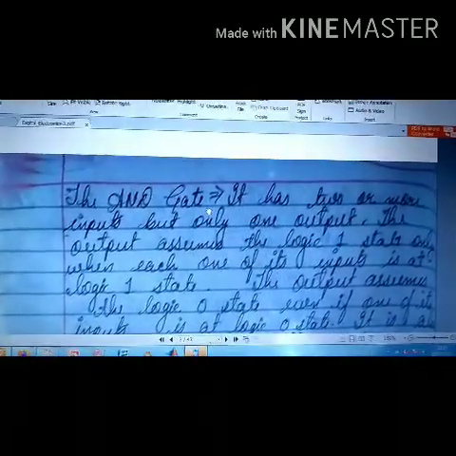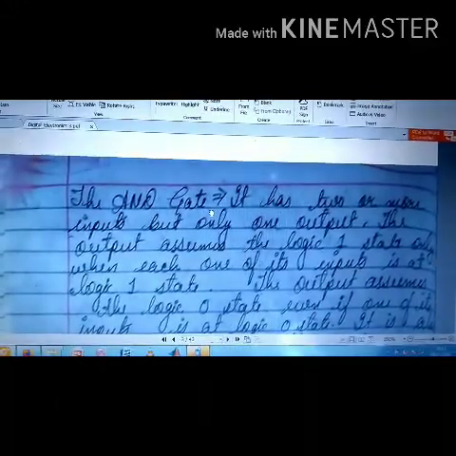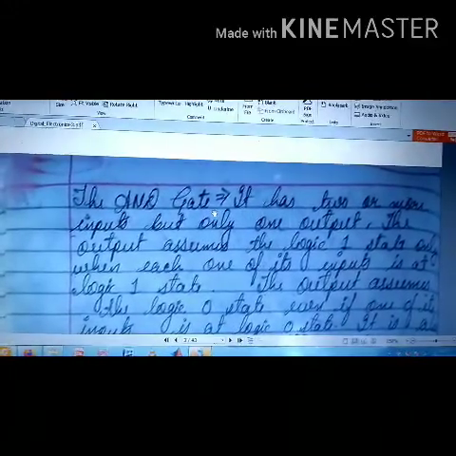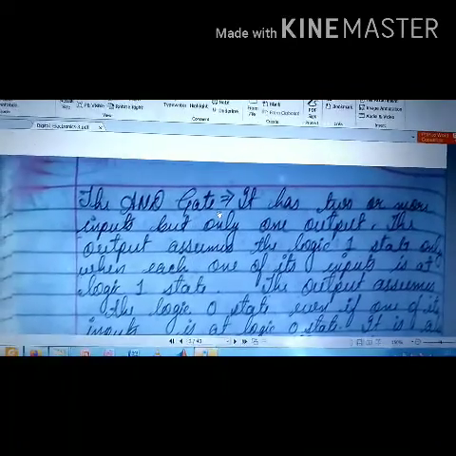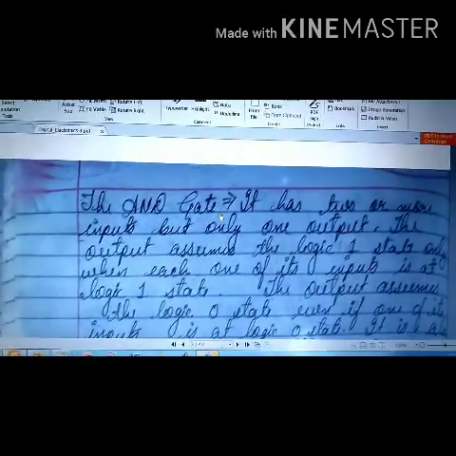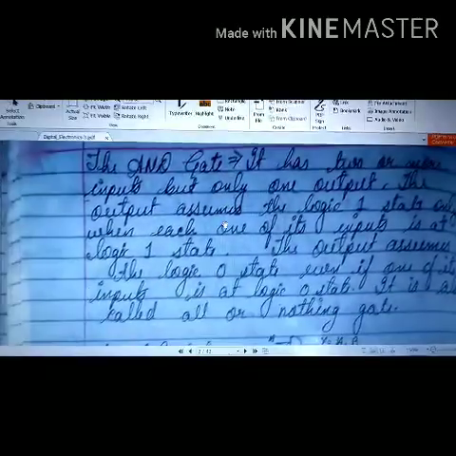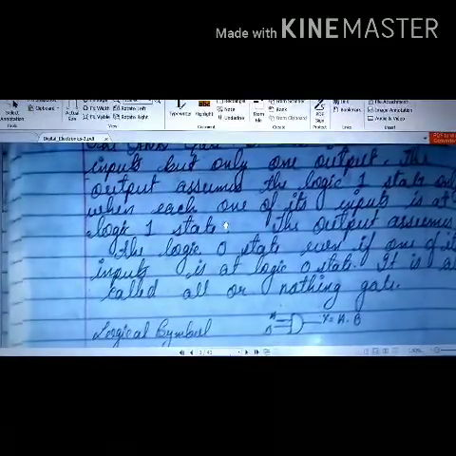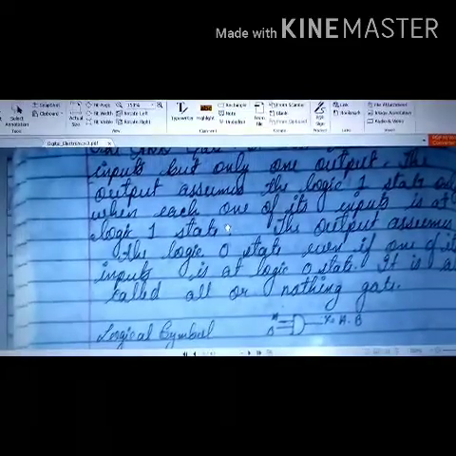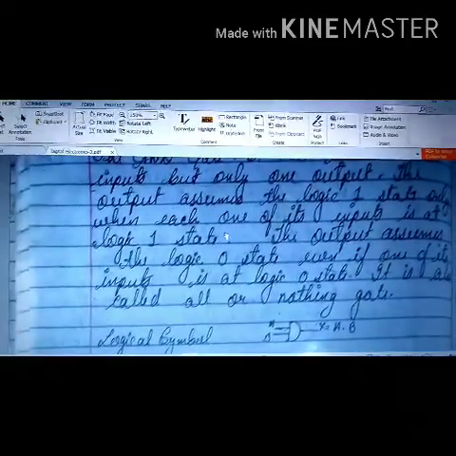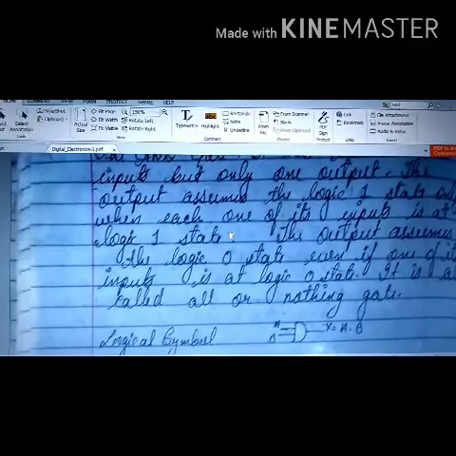Okay, so the AND gate has two or more inputs but only one output. The output assumes the logic 1 state only when each of its inputs is at logic 1 state. The output assumes logic 0 state even if one input is at logic 0 state. It is also called the all or nothing gate.